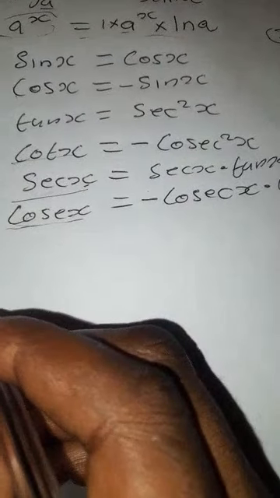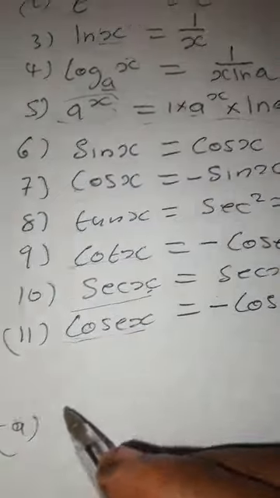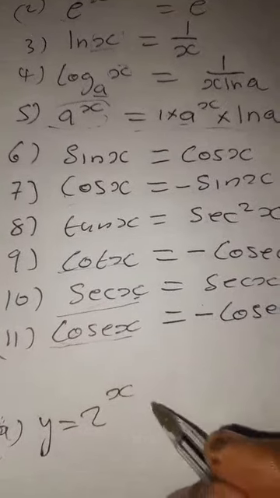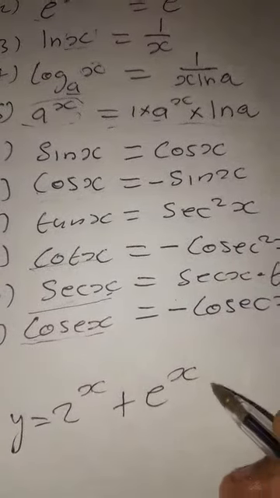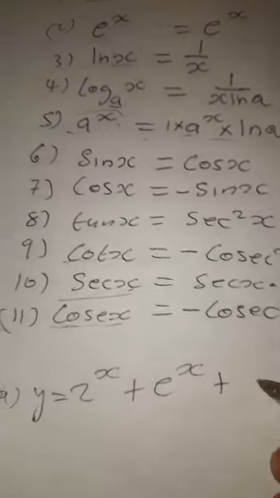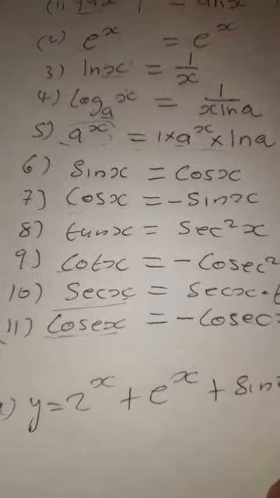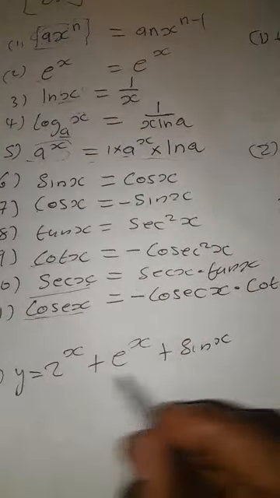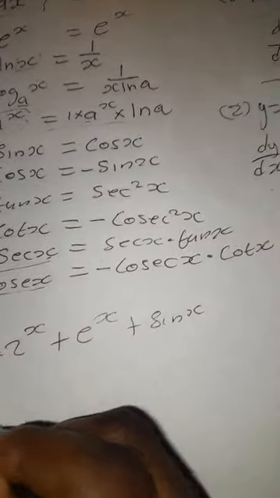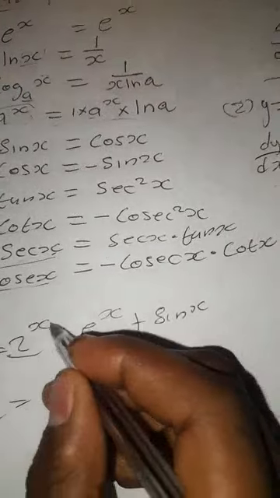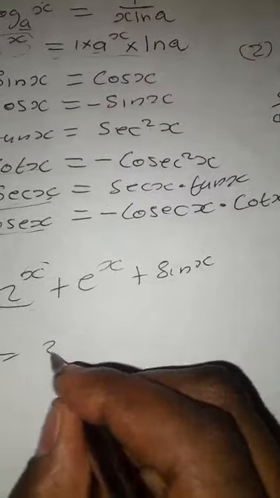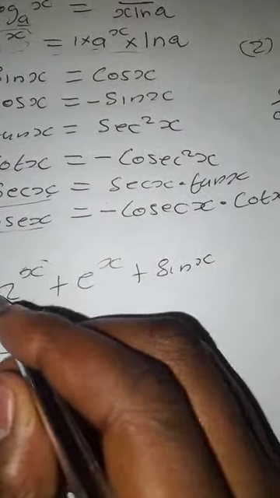Let me create another problem here. Say we're given y is equal to 2 to the power x plus e to the power x plus sine x. Let's differentiate this. We'll say dy over dx. Remember, this is an exponent. We take this as it is, and this will become 2 to the power x. Then we multiply by the differentiation of the exponent, which is 1.